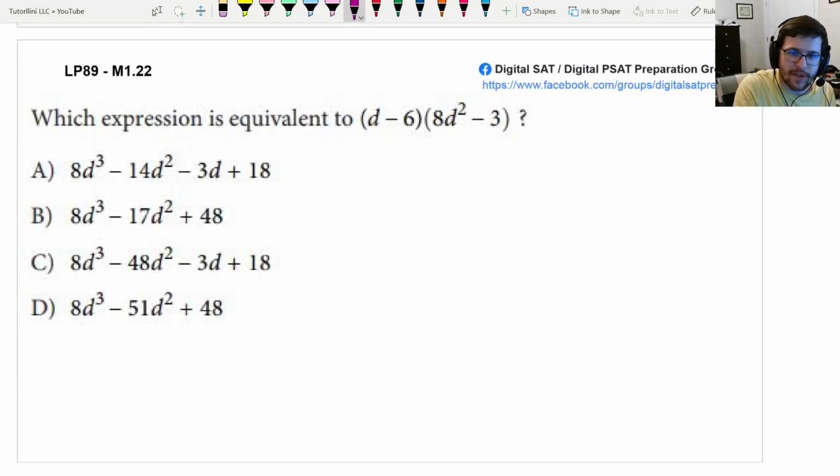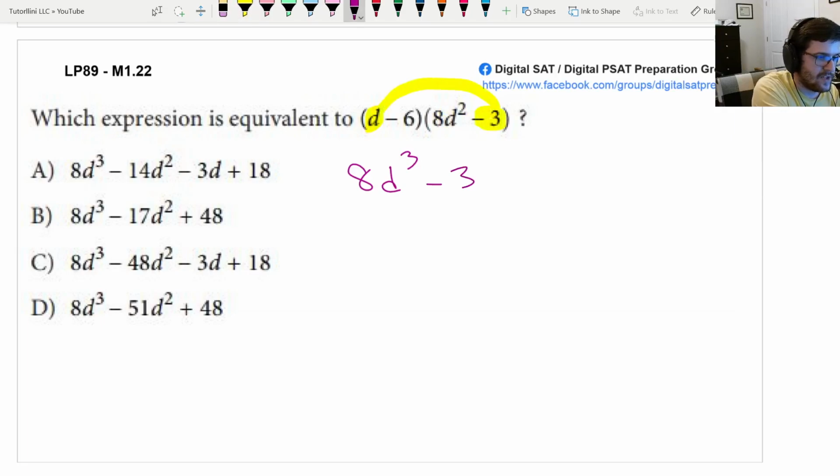Okay, next question. So this one just wants us to distribute, basically FOIL. So first we do these guys together. D times 8d squared is 8d cubed. And I'm going to do the outer. D times negative 3. That's minus 3d.